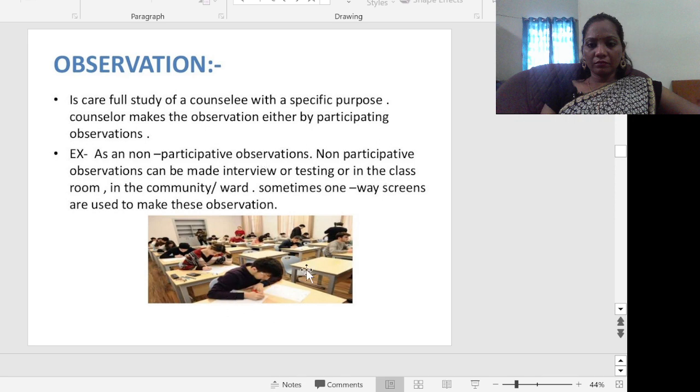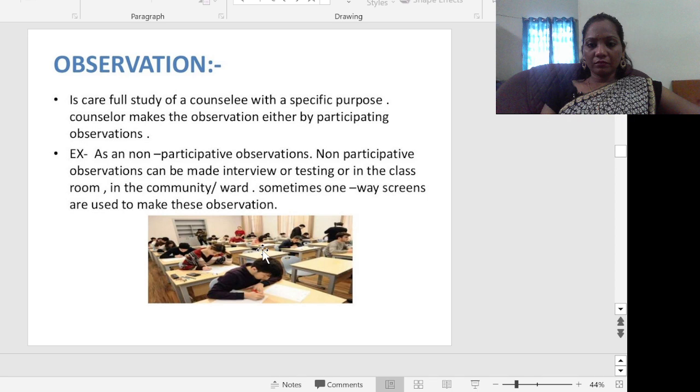In the examination hall we directly observe individuals for what kind of behavior they are showing and whether they are writing sincerely or copying from others. These things we can notice, so that we are able to analyze the moral values of individuals.